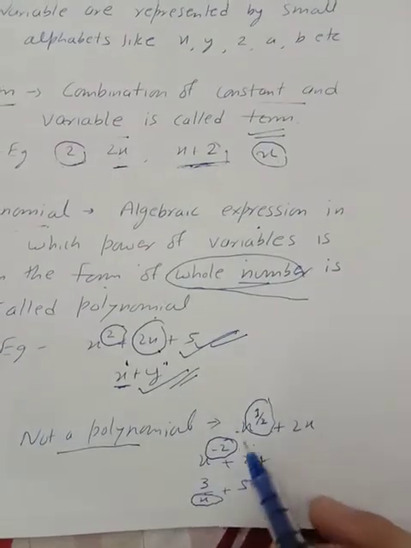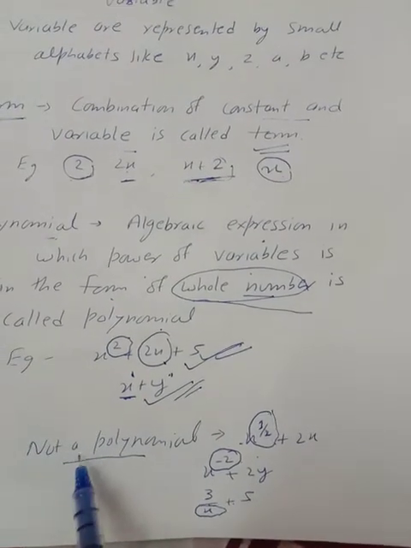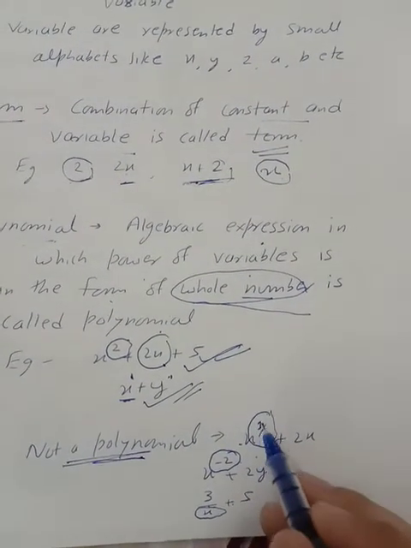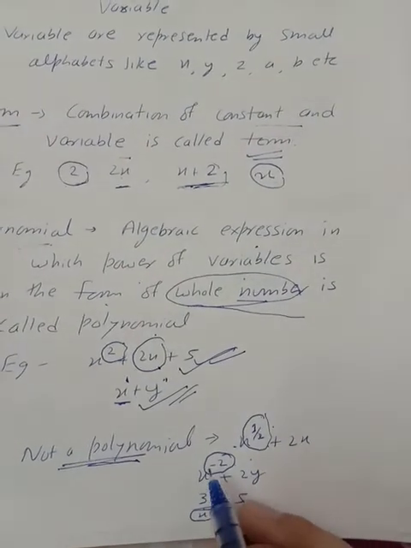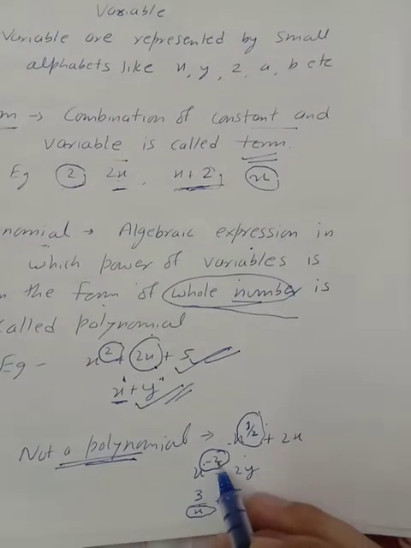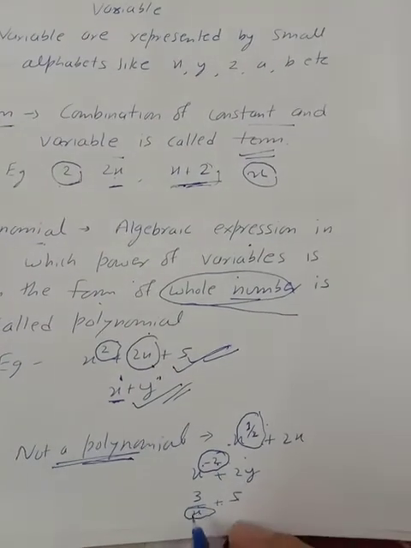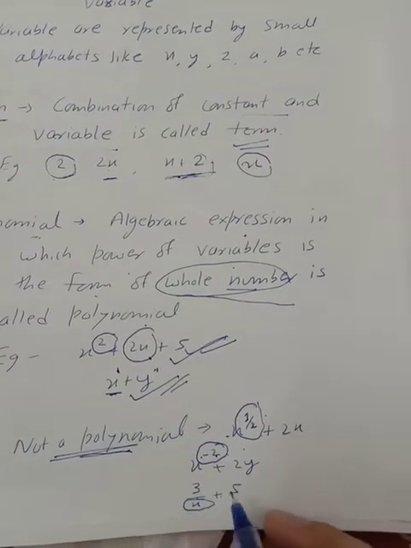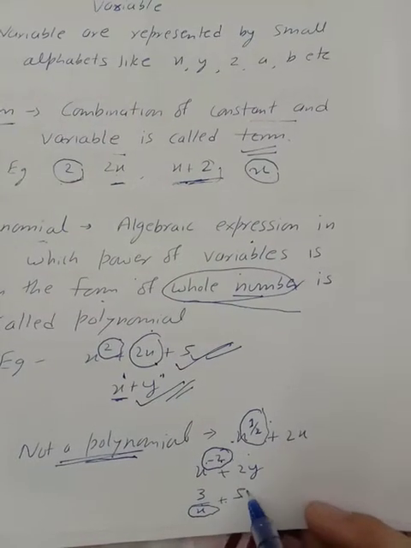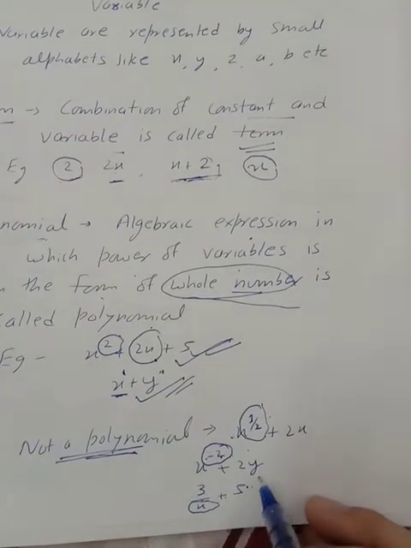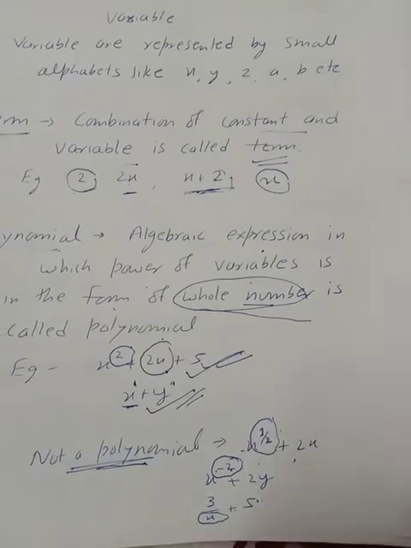If you observe these three algebraic expressions, these are not polynomials, because here the power is half, and half is not a whole number. Here the power is minus 2, again not a whole number, and here the power we get is minus 1 by 2, which is again not a whole number. So all these three are just algebraic expressions, but they are not polynomials.